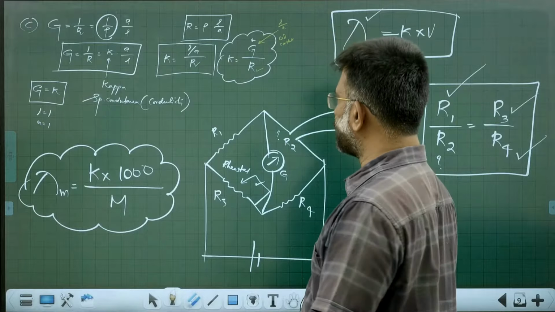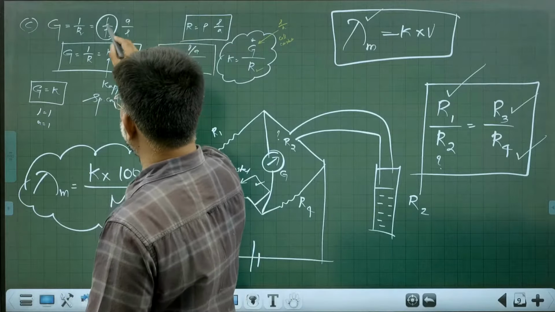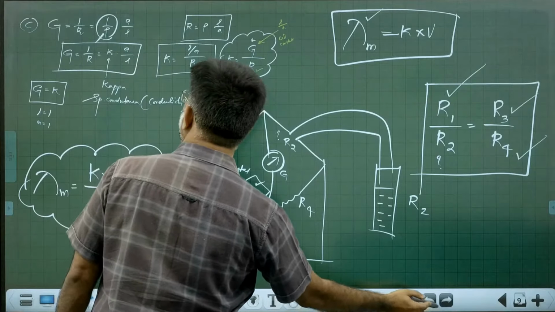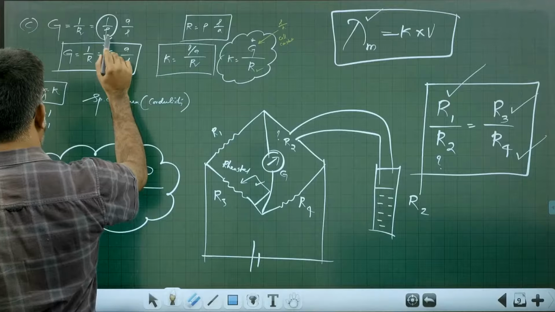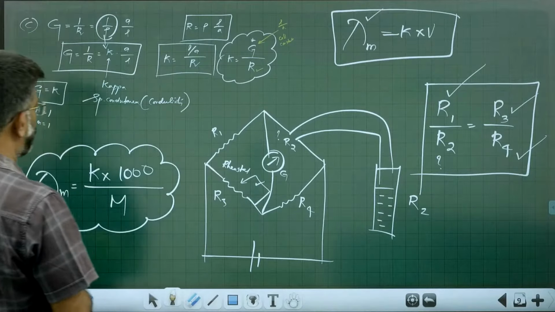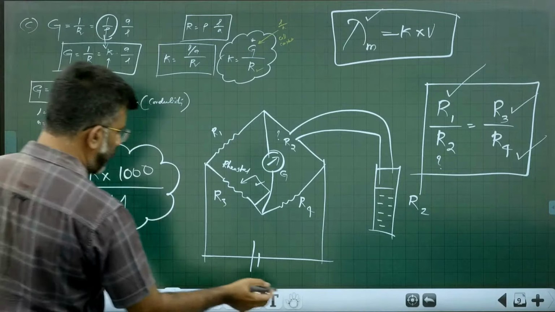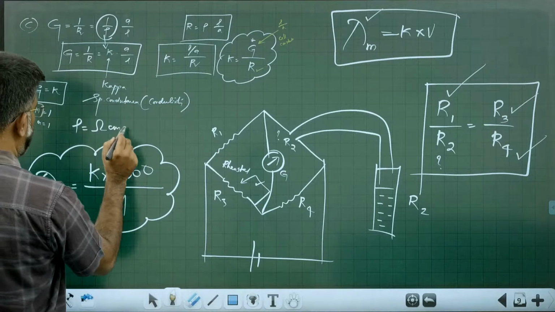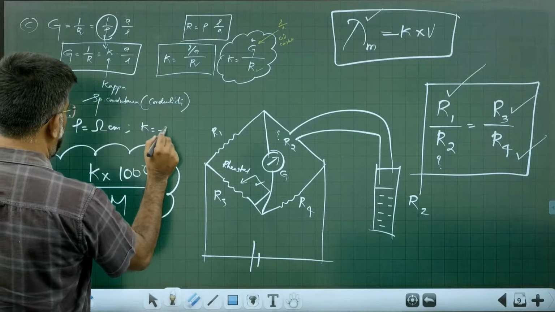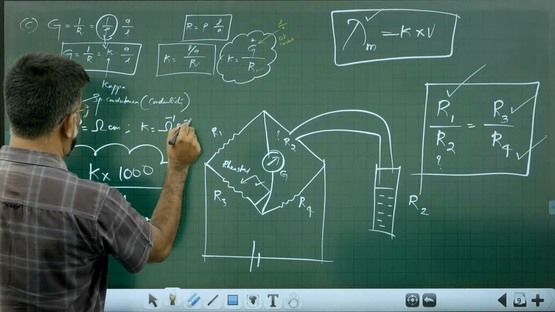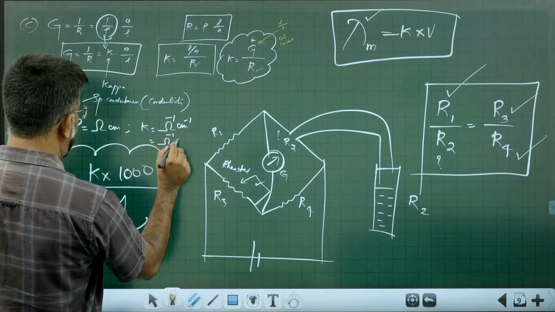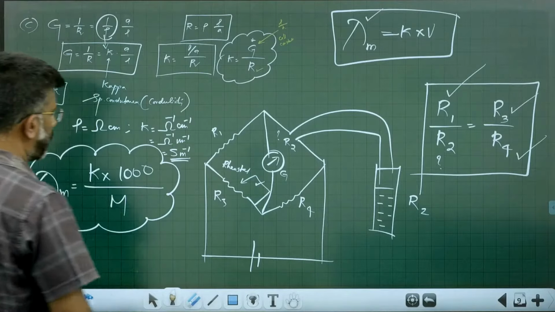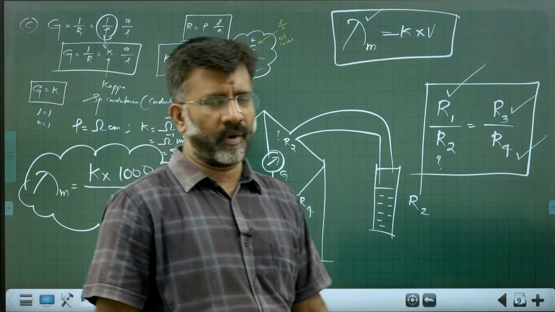I don't have to tell you the unit of kappa. Kappa is 1 by rho. You know the unit of rho: ohm centimeter. Therefore, the unit of kappa is per ohm per centimeter, or per ohm per meter. It is called Siemens meter inverse. Per ohm is called a Siemens.